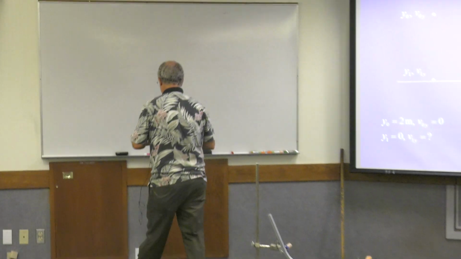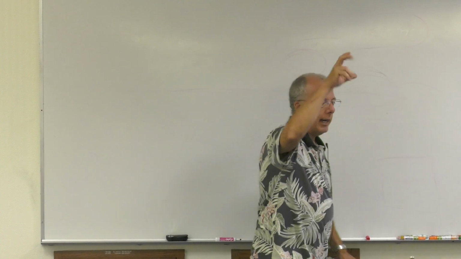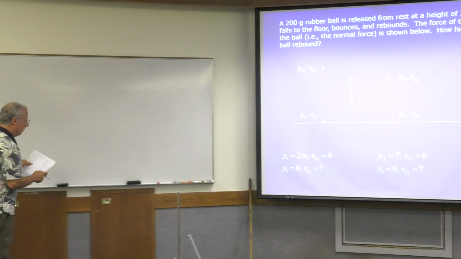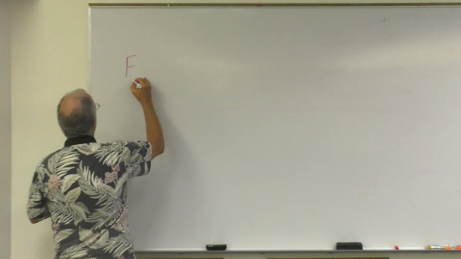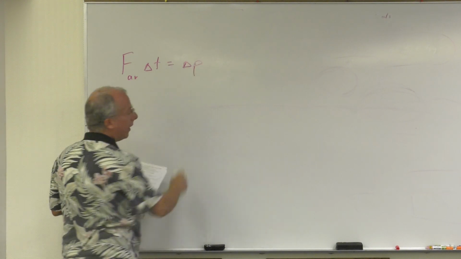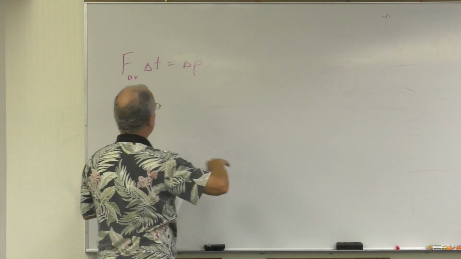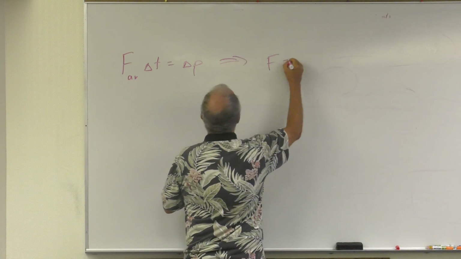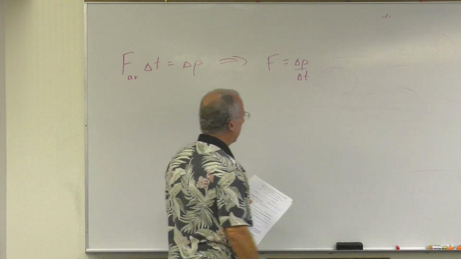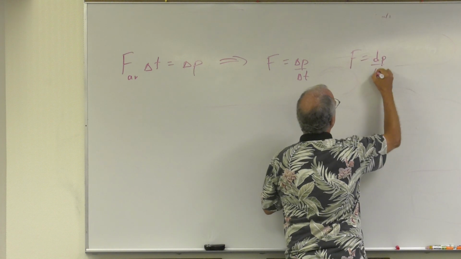Okay. So as an example, we're going to talk about rain and something called hail. Let's write the impulse momentum principle. So impulse momentum says that F average delta T equals delta P, correct? That was one way to write the impulse momentum principle. Well, divide both sides by delta T. So you get F equals delta P over delta T. So now take the limit as delta T goes to 0, and you get F equals dP dt.